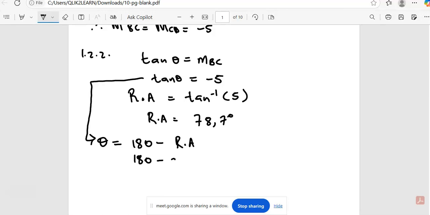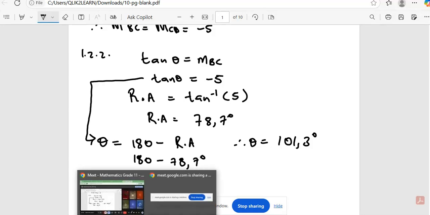This will be 180 minus 78.7 degrees. So we can also do it like Toriso and say that the reference angle is -78, therefore theta will be 78 plus 180. Right, so if you say 180 minus your reference angle, it should give you an answer of 101.3. Are you all happy with this answer?